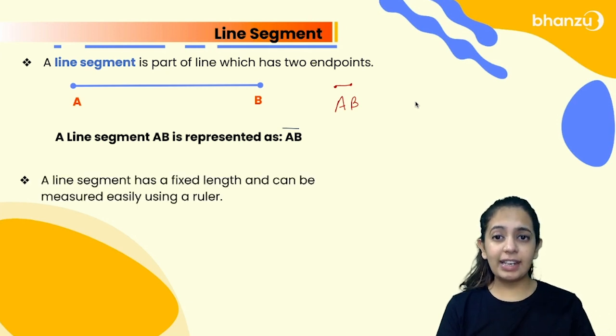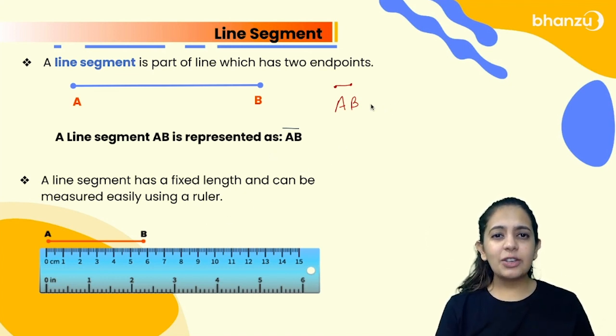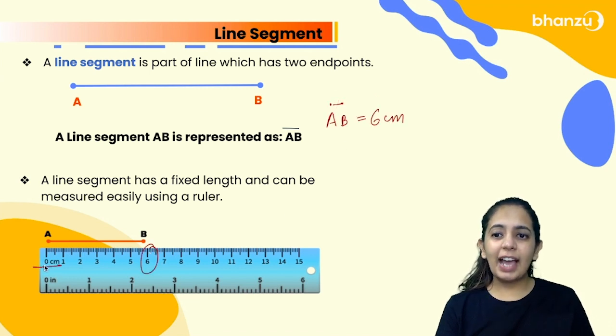Because it has a definite length, we can measure it using a scale or a ruler. So here, line AB is of 6 centimeters. That is, 6 is on the scale and we are measuring from the centimeter side.